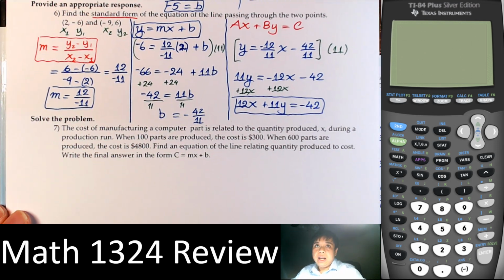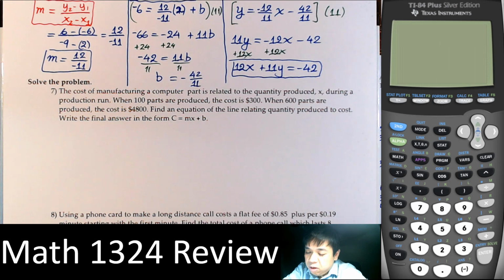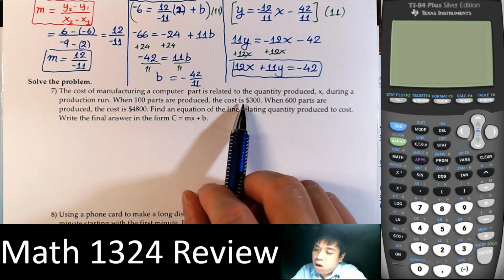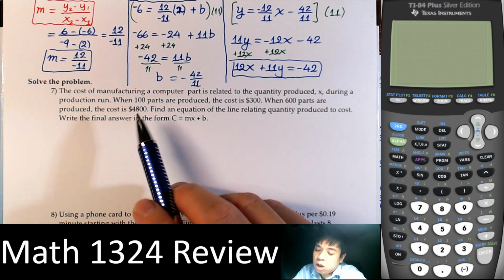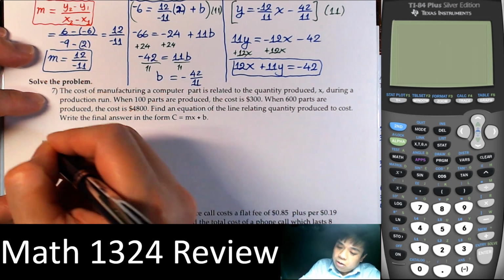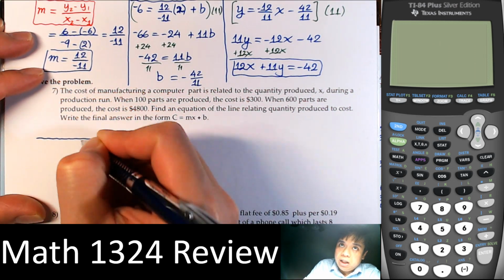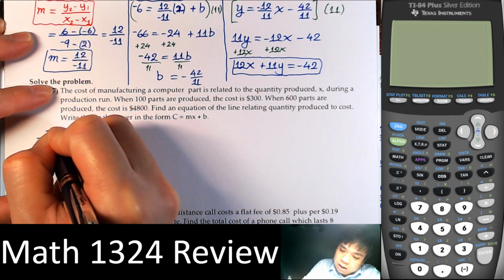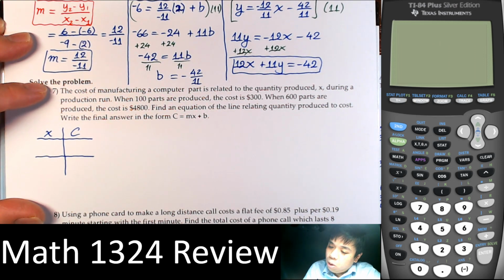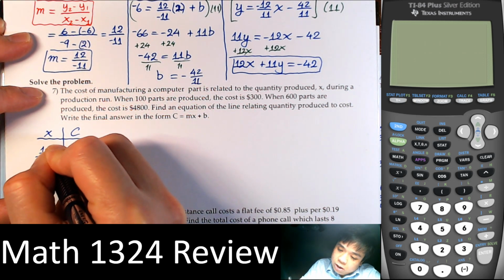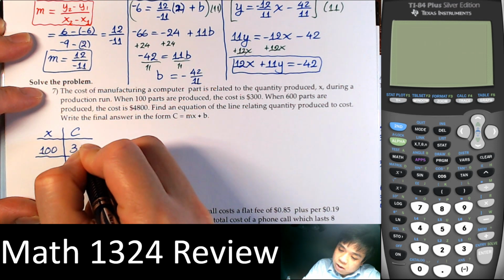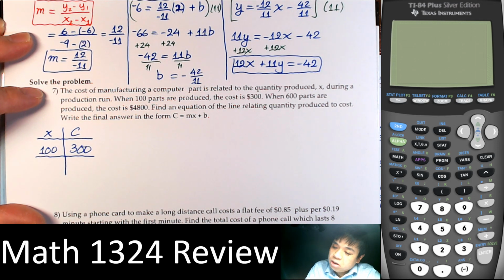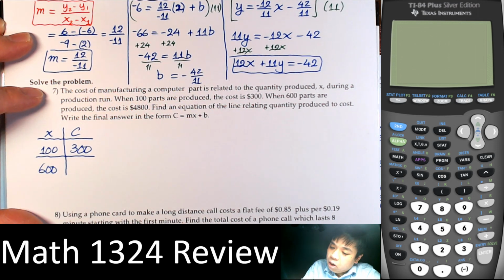Right. Next, the cost of a manufactured computer part is related to the quantity produced, so x. When 100 parts are produced, the cost is 300. When 600 parts are produced, the cost is 4,800. So we'll make a little table here: x and cost. When 100 parts are produced, the cost is 300. When 600 parts are produced, the cost is 4,800.